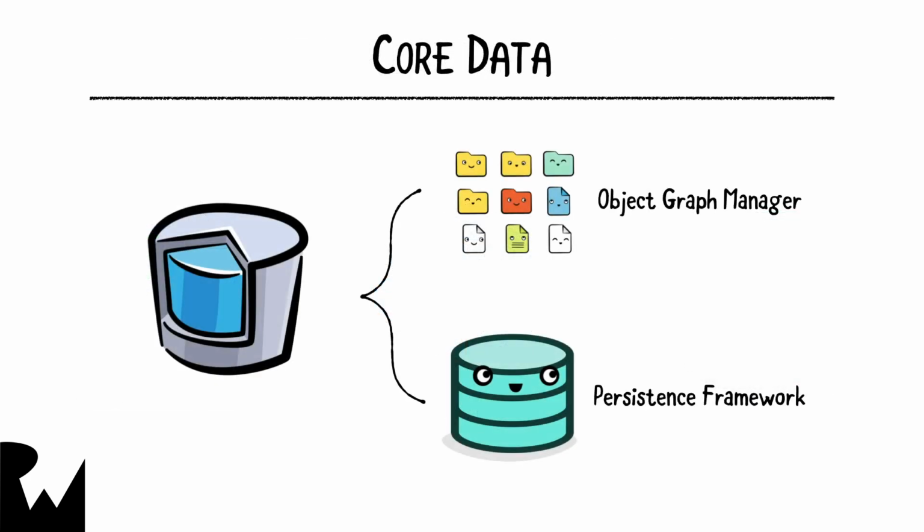Core data doesn't follow either of these approaches, at least not entirely. Core data is a combination of an object graph mapper and a persistence framework. So what's an object graph?